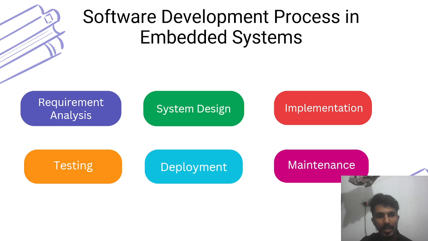And the next step is testing. There are two types of testing: unit testing and integration testing. In unit testing, we test individual modules, and in integration testing, individual modules are integrated together, and together they are tested. The next step is deployment. Here we deploy the software to our target hardware. And the next step is maintenance. Maintenance means fixing bugs and providing updates and support after the deployment.